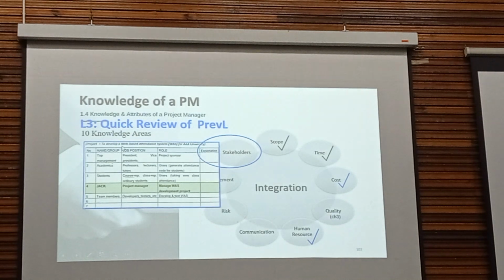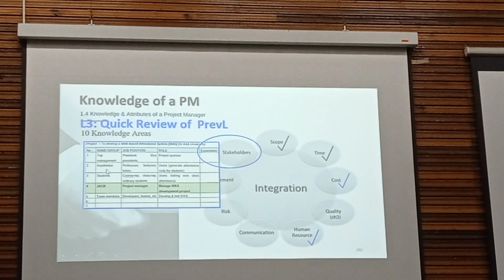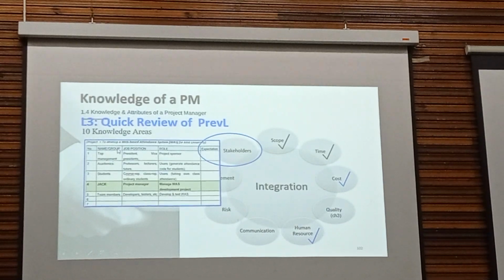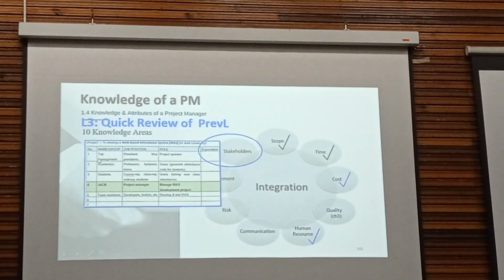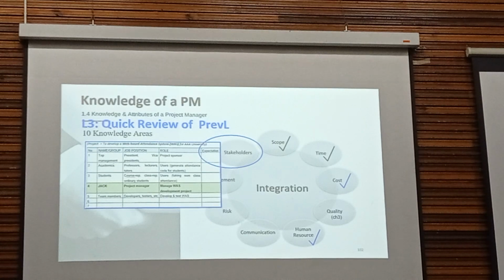Okay, so for a particular project, identify the stakeholders. So this is an example of a stakeholder register. This stakeholder register is based on a web-based attendance system. For the stakeholders, you can identify them as a group or as an individual. So it can be group or individual.